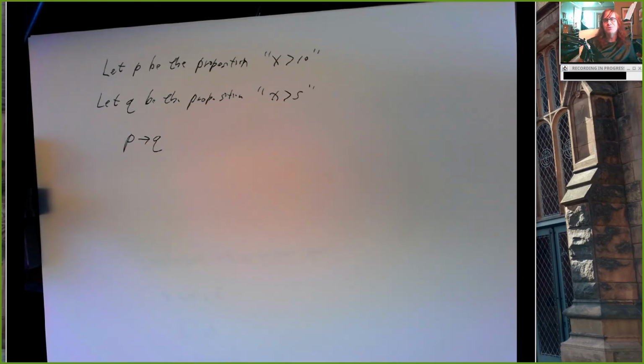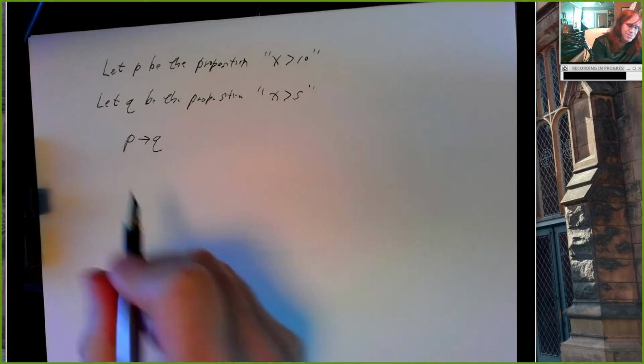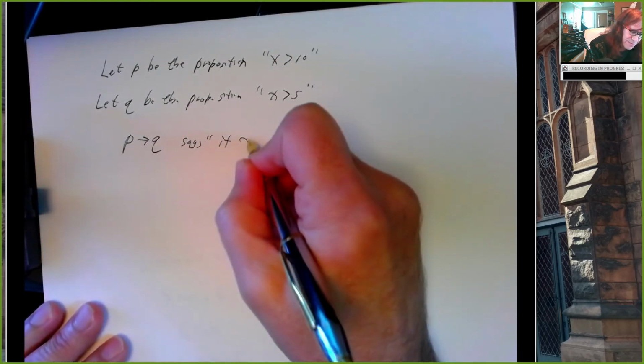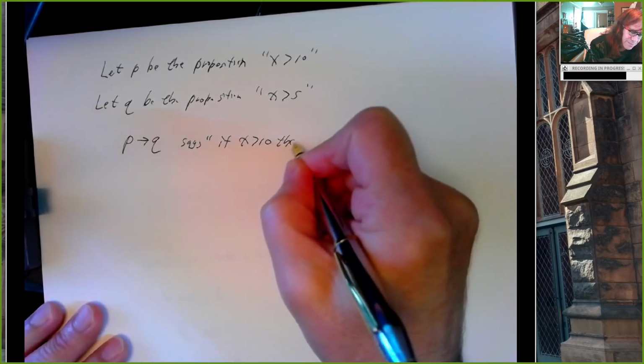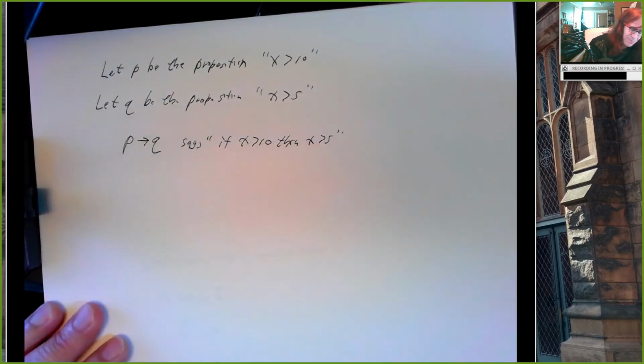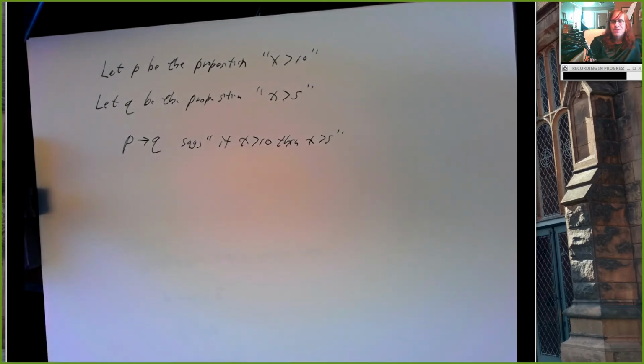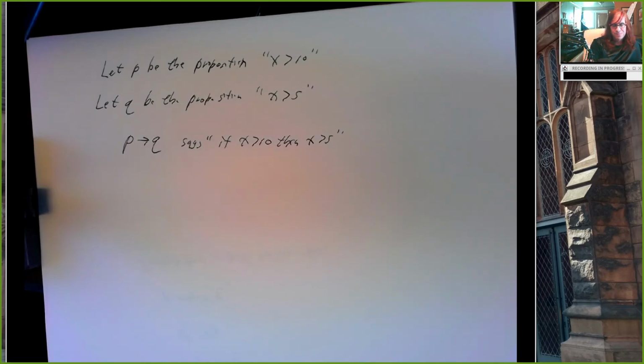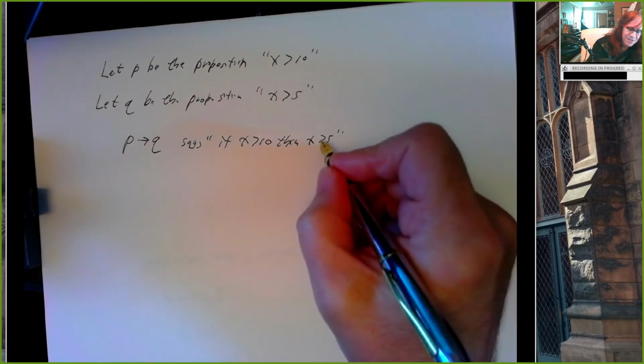And let's just suppose we're working over integers. So this says if X is bigger than 10, then X is bigger than 5. So just from what you know about numbers and greater than signs, is this statement true or false? True. Everybody agree this is a true statement? If an integer is bigger than 10, then it's bigger than 5.